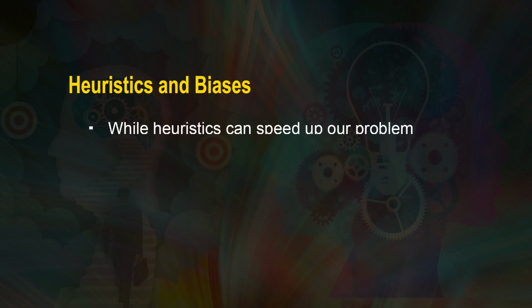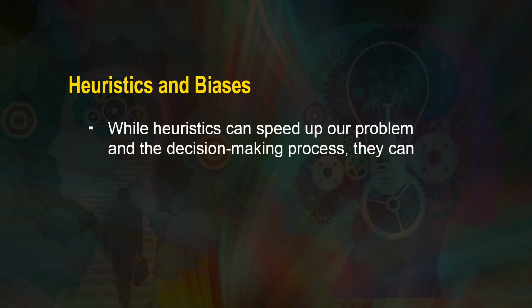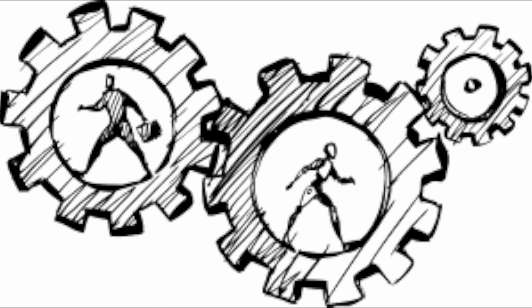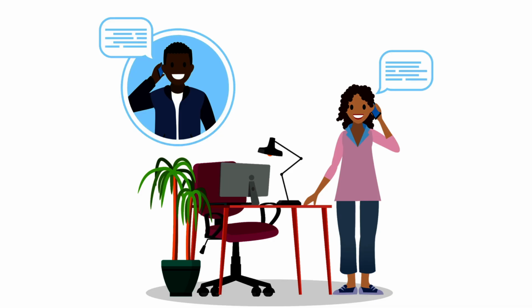Now we look at some of the biases. While heuristics can speed up our problem solving and decision making process, they can introduce errors. As you saw in the above example, heuristics can lead to inaccurate judgments about how common things occur and about how representative certain things may be. Just because something has worked in the past does not mean that it will work again, and relying on an existing heuristic can make it difficult to see alternative solutions or come up with new ideas.